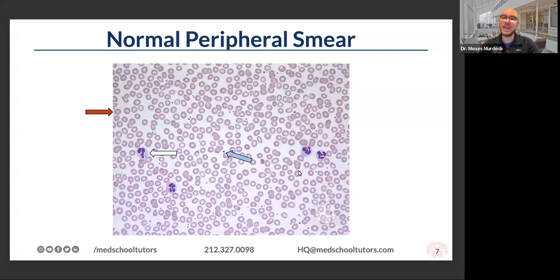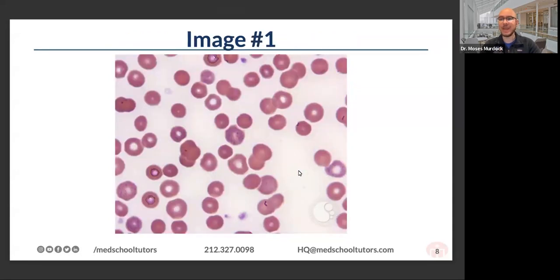Okay, so now that we have our normal, we're going to show you examples of abnormal and test you on some of those associated diseases. Okay, so let's jump right in. Here we have our first image. It's more zoomed in than the last one.